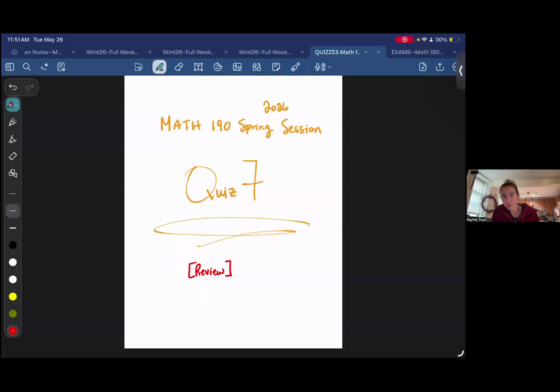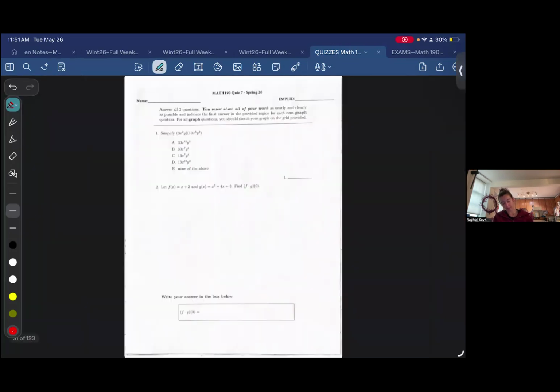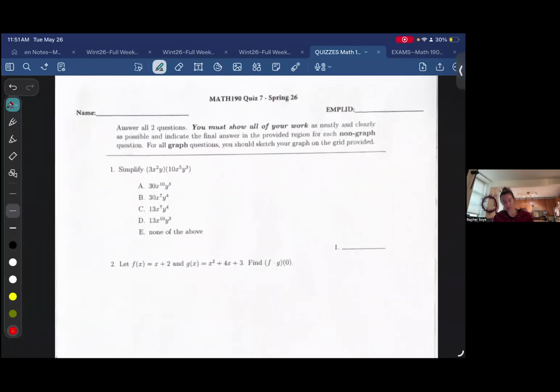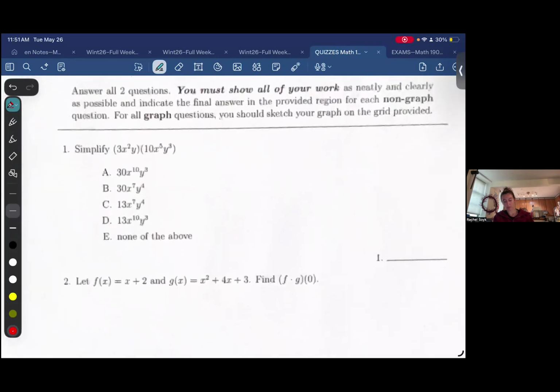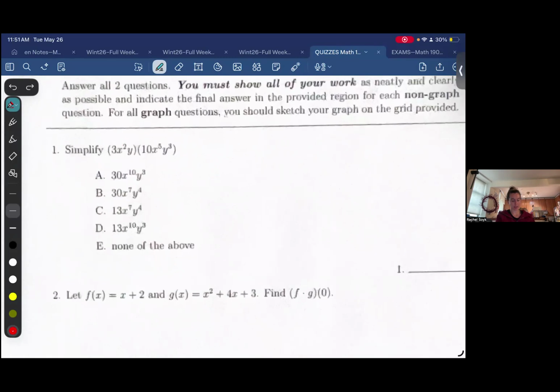So now we're going to review our lecture quiz 7. Once again, only 2 questions. Please make sure you show your work. First question is nice and straightforward. We're just asked to simplify.